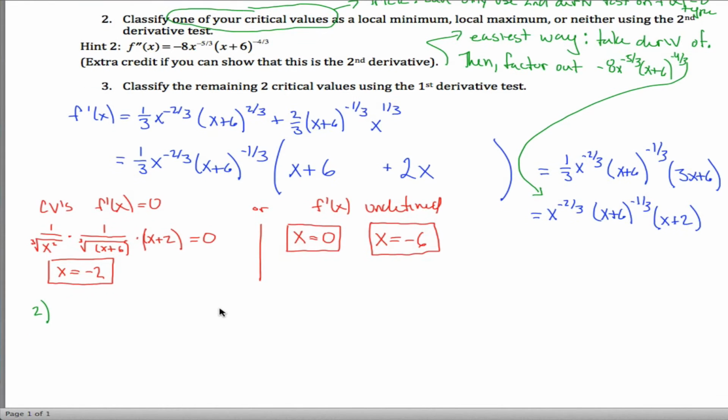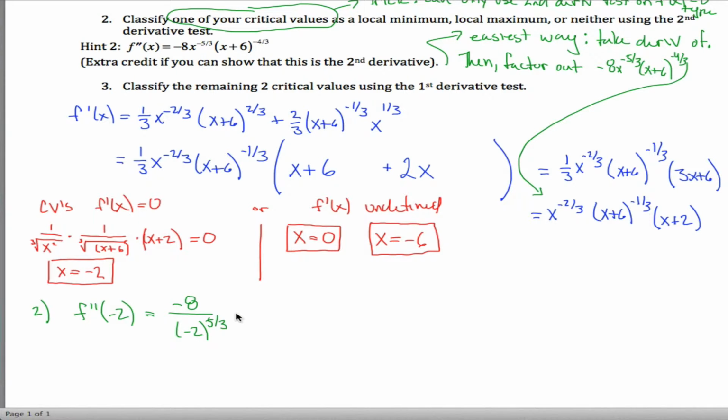How do you do the second derivative test? You take this critical value and you plug it into the second derivative. You figure out f double prime of -2. And really, you don't even care what this is equal to. You just care whether this is a negative number or a positive number. So let's see what this is. It's -8 divided by -2 to the 5/3 power. Instead of writing x to the -5/3 power, I put x to the 5/3 down in the denominator.